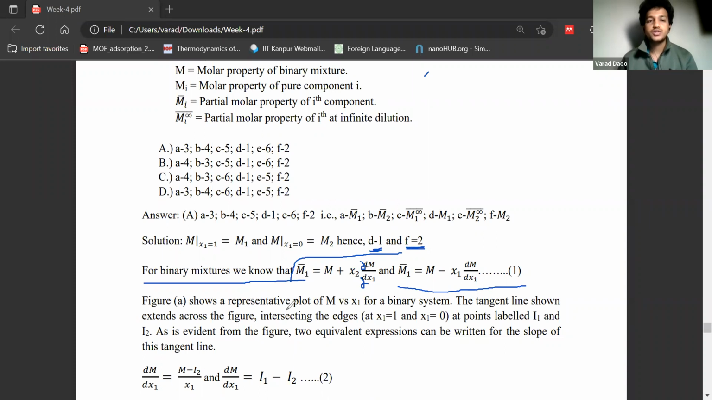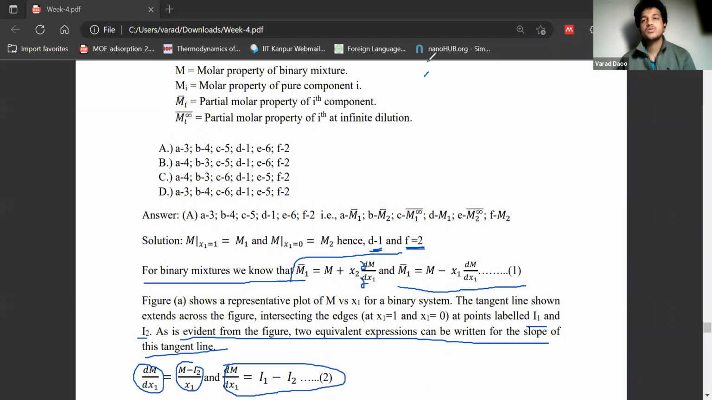Okay, so figure A shows a representative plot of M with respect to x1 for a binary system. The tangent line drawn extends across the figure, intersecting the edges at x1 equal to 1 and x1 equal to 0 at points labeled I1 and I2. As is evident from the figure, two equivalent expressions can be written for the slope of this tangent line: dM by dx1 is nothing but M minus I2 by x1, and dM by dx1 is nothing but I1 minus I2. Right? This is nothing but the tangent method.